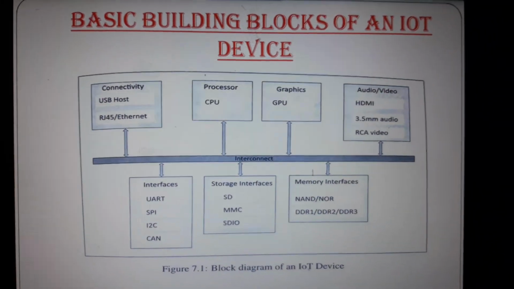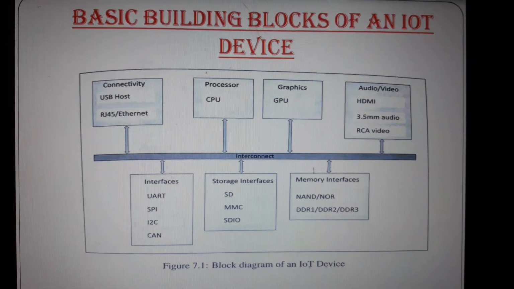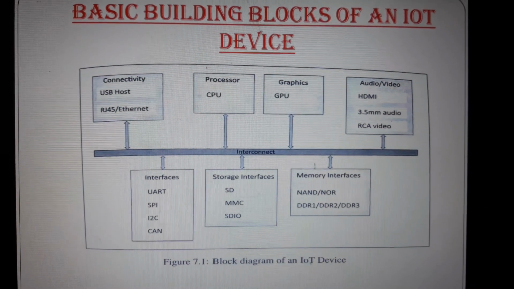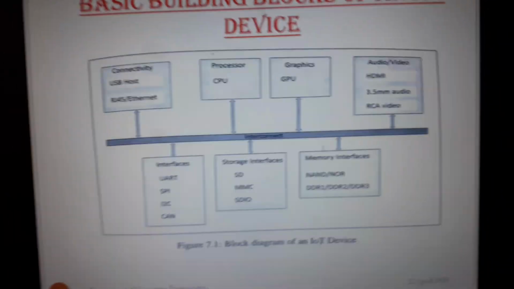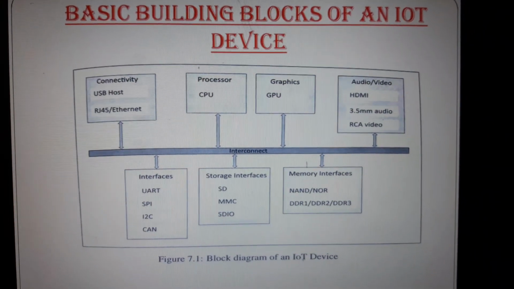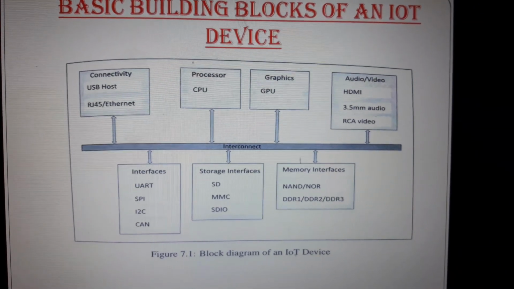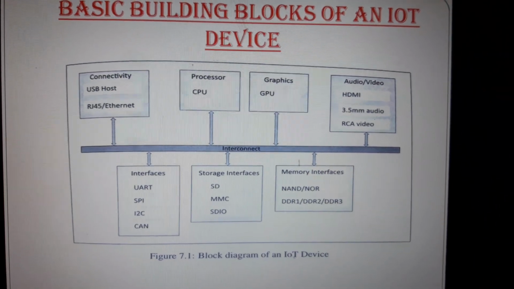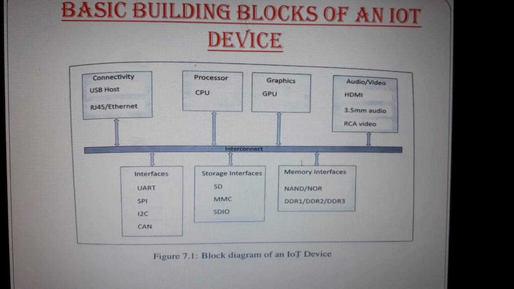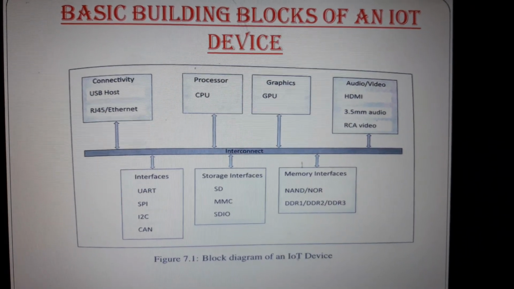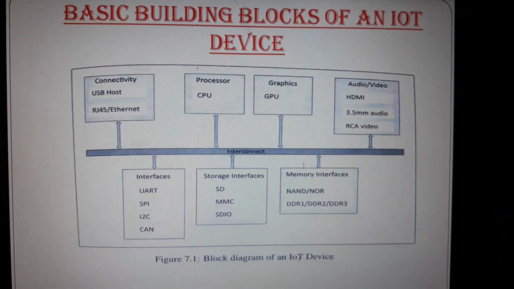Here we see the diagram of the basic building blocks of IoT. So connectivity, USB port, the general block diagram of IoT. How will an IoT device be, or the IoT device may be a Raspberry Pi. So what does it have? It has UART, I2C, CAN interfaces, storage, SD card, memory interfaces, 1 GB, 2 GB, DDR1, DDR2, interconnect, ARM processor, graphics card, audio video jack, HDMI port 3.0. So this is the block diagram of an IoT device.